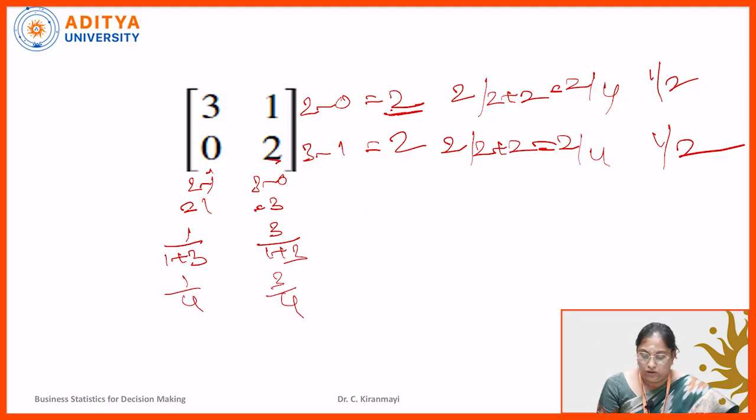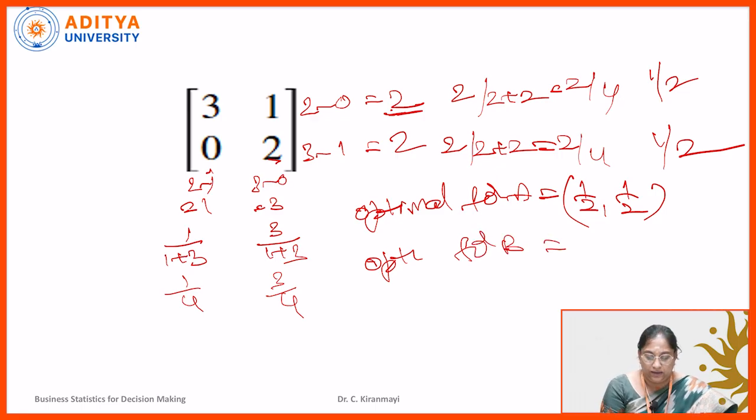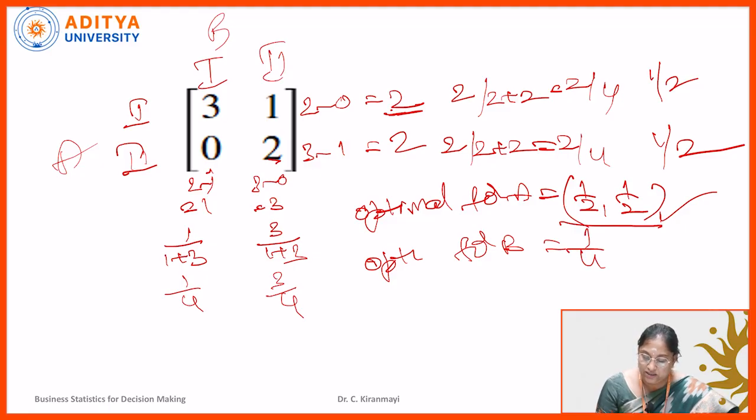So, therefore, the optimal strategy for player A is 1 by 2, 1 by 2, and the optimal strategy for B is 1 by 4 and 3 by 4. Here exactly we are not writing that player A is using the first strategy, player B is using the second strategy, likewise, because there is no saddle point, the players use mixed strategies. That is why we have obtained the optimal strategies in this manner.